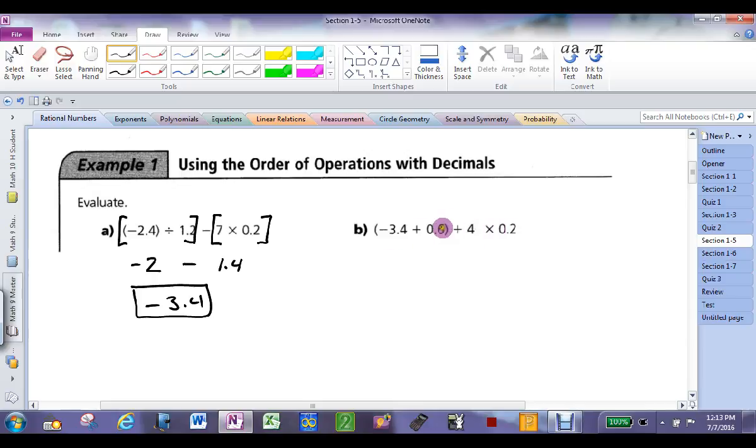Are there some BEDMAS brackets in there? Yeah, because there's an operation there. So I got to do this first, right? So I'm going to go ahead and do that. What is negative 3.4 plus 0.6? Most of you probably can't do it in your head, so you go to your calculator. What is it? Negative 2.8. And then I rewrite plus 4 times 0.2. Now what?